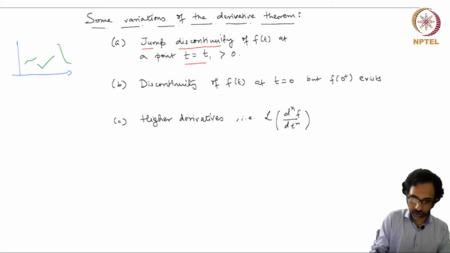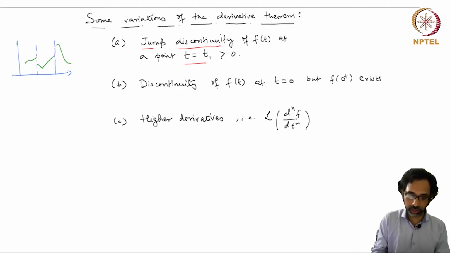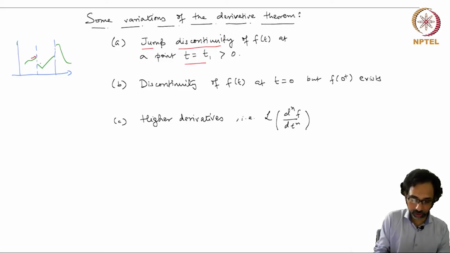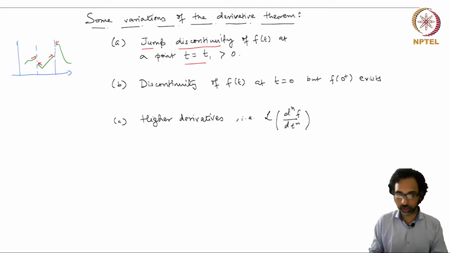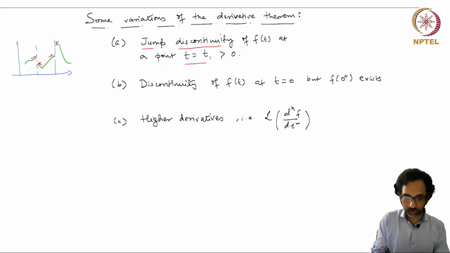So at some points it has discontinuities, because the limit from the left does not equal the limit from the right, and here also the limits do not agree. So these are the points of discontinuity, but still the left and right hand side limits exist and they are finite. So these points are called jump discontinuities.